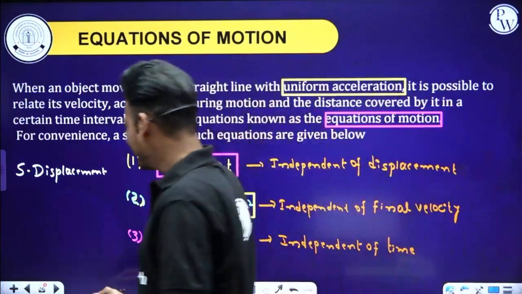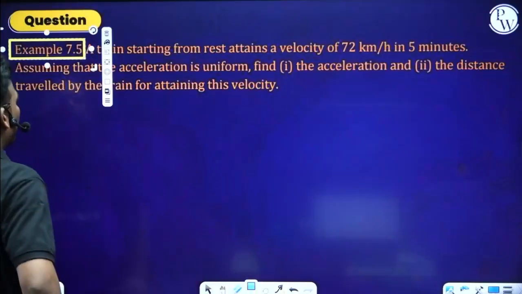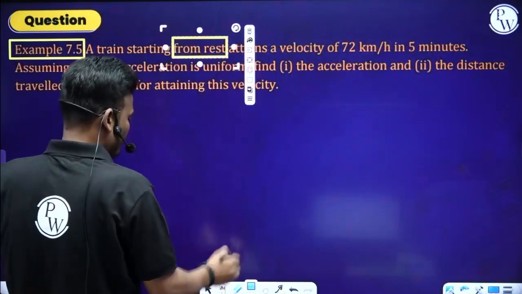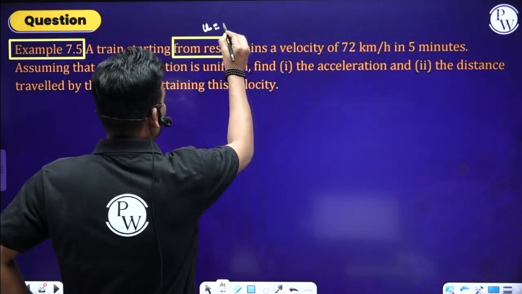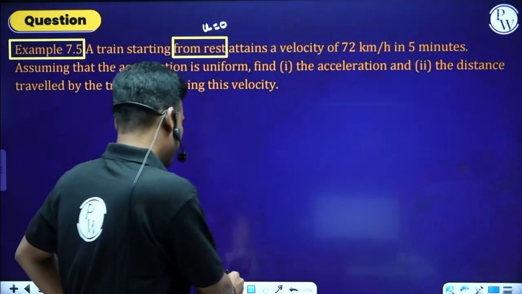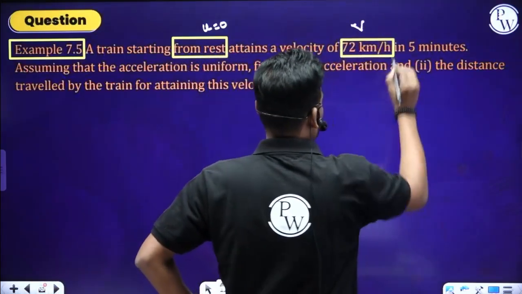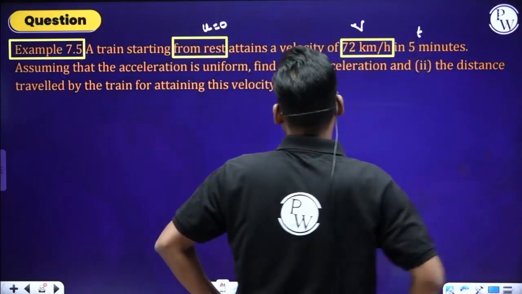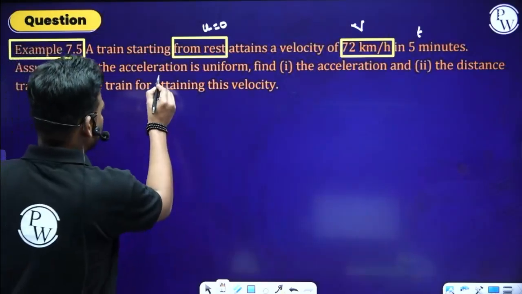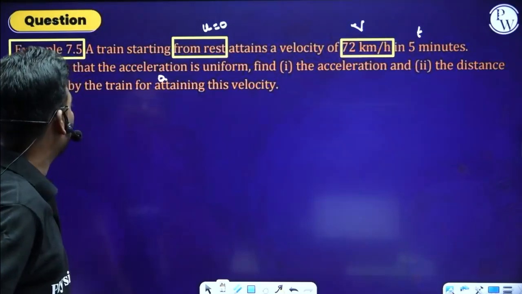Fine. Let's move on to the next concept, the questioning part. A train starting from rest. Rest means what happens to the initial velocity? Initial velocity will be 0. It attains a velocity of 72 km per hour in 5 minutes. So here 72 km per hour is the final velocity, and 5 minutes is the T, the time they have given. Assuming that the acceleration is uniform. Find the acceleration, and second, the distance traveled by the train.